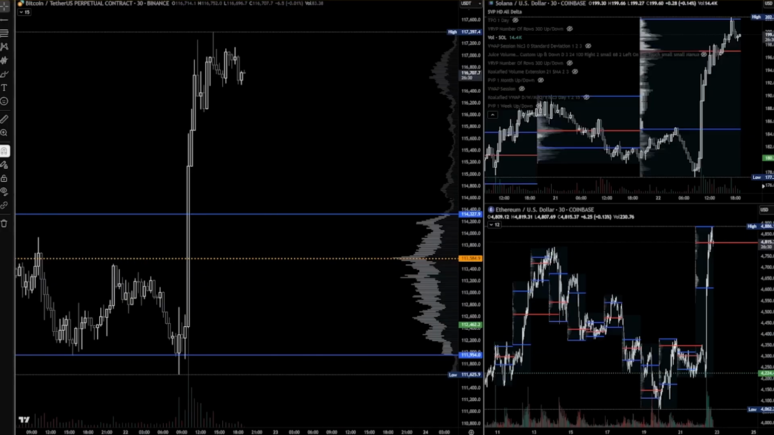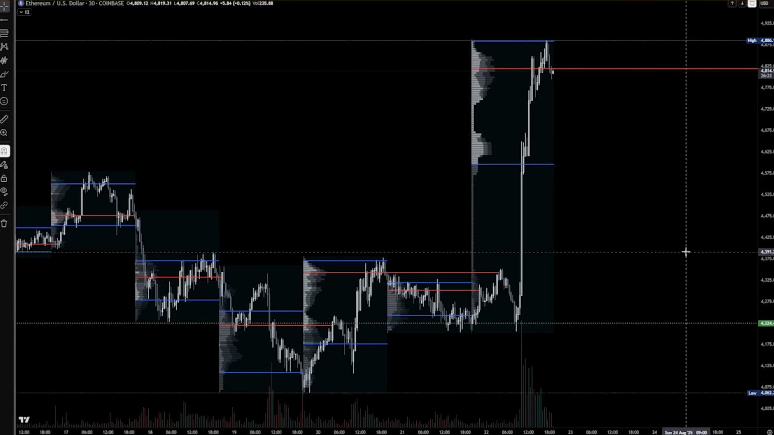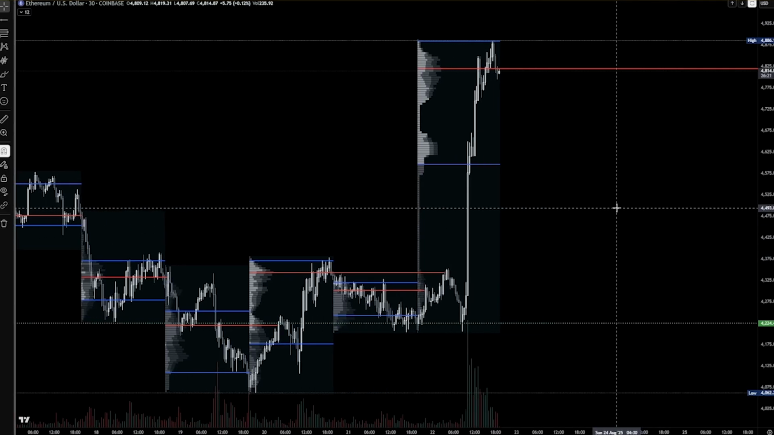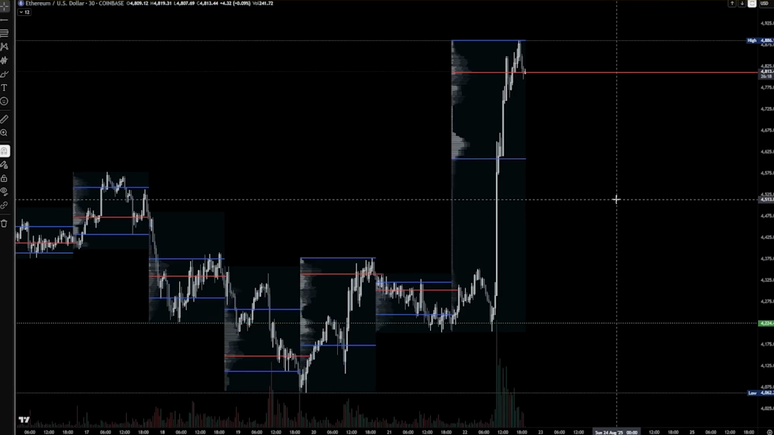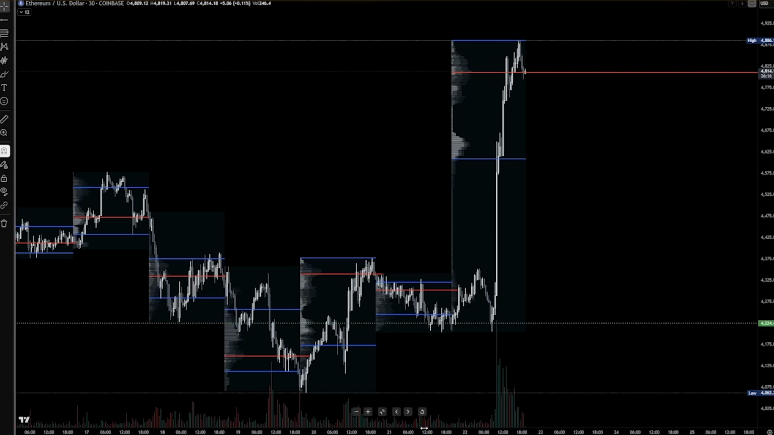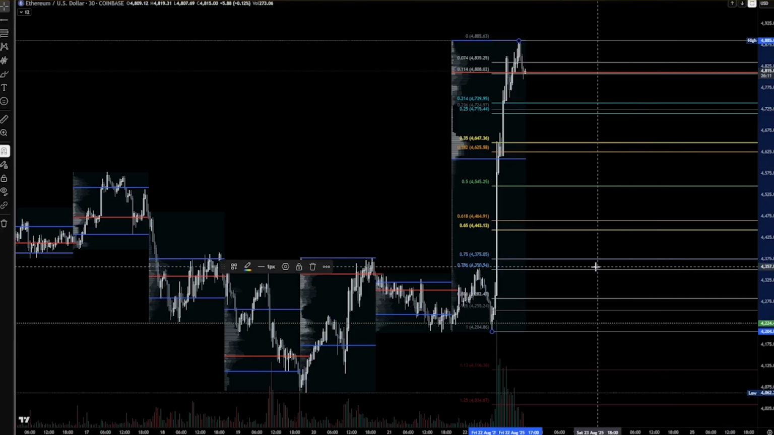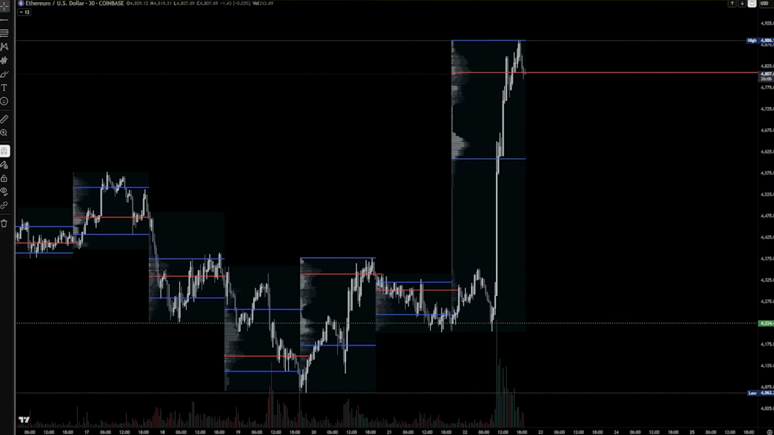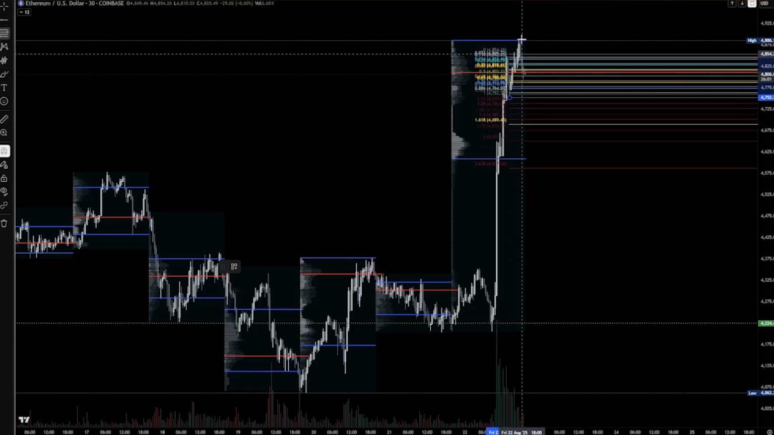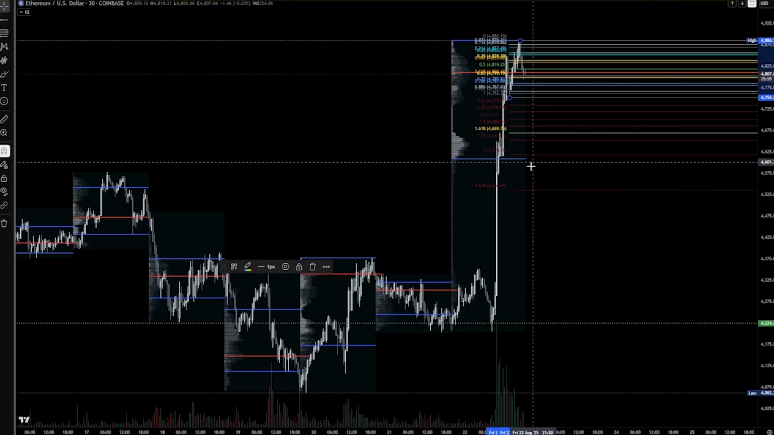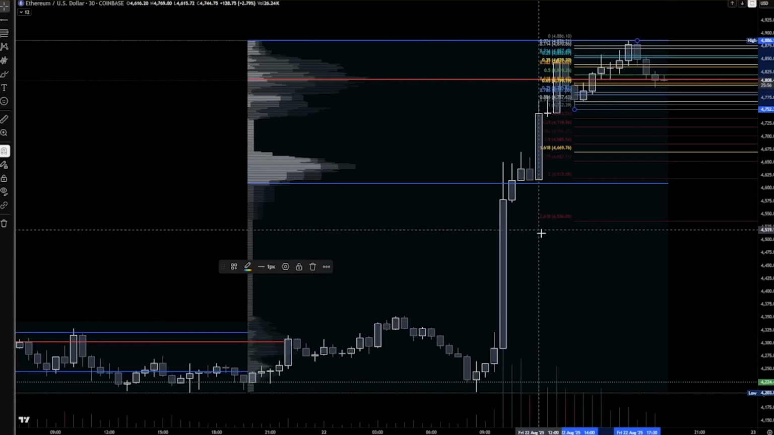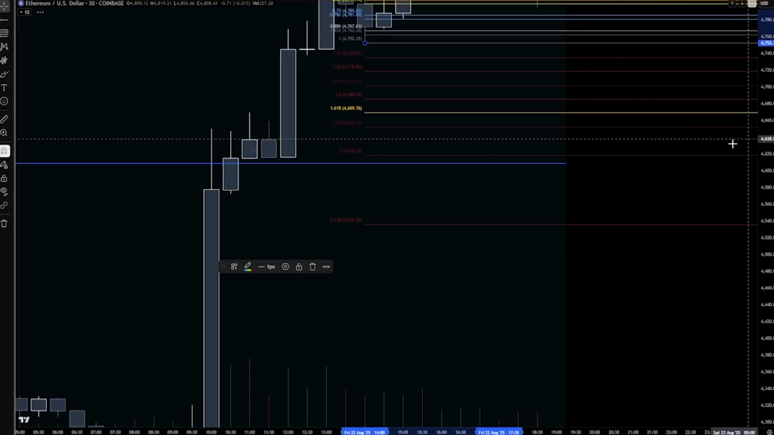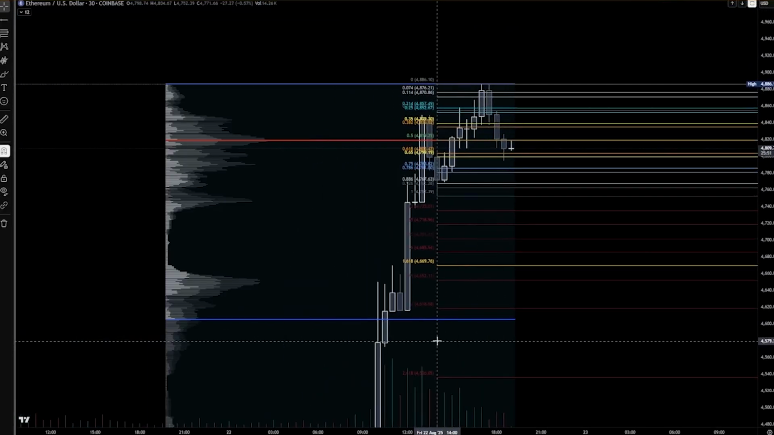You wanted to see ETH. I mean, you know what happened, right? Man, we're not doing Fibonacci right now. I'll throw some Fibonacci in. Oh my gosh, that's atrocious.